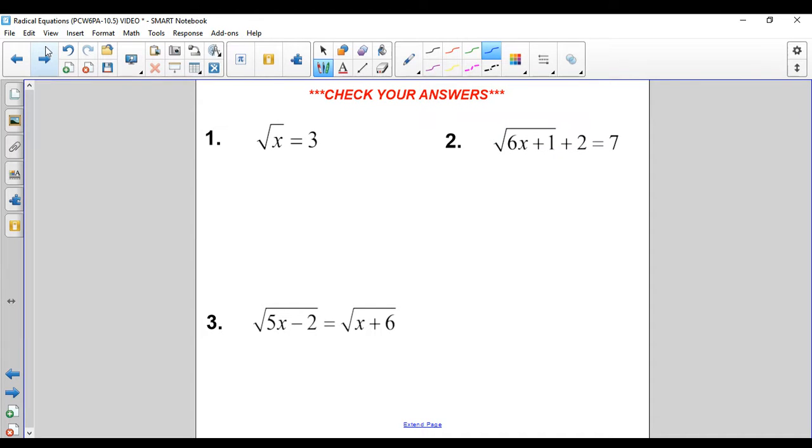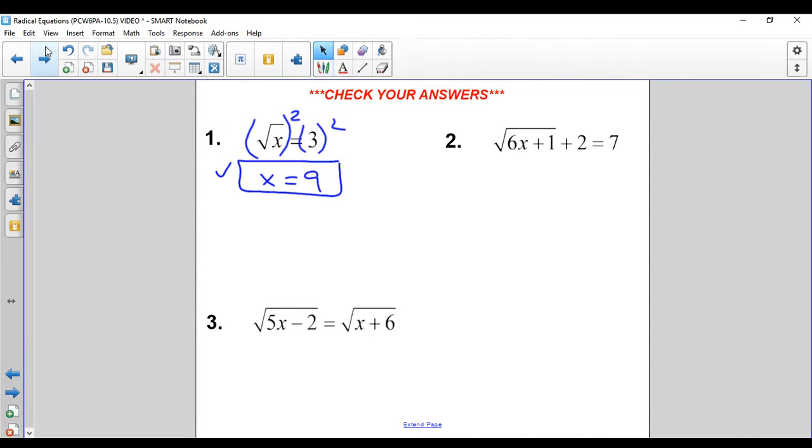First one, real easy. The radical's already by itself. We have square root of x equals 3. To undo the square root, you just square both sides. We get x equals 9. Our solution checks out. We're good there. Easy one to start us out.